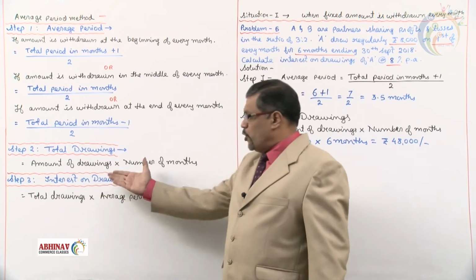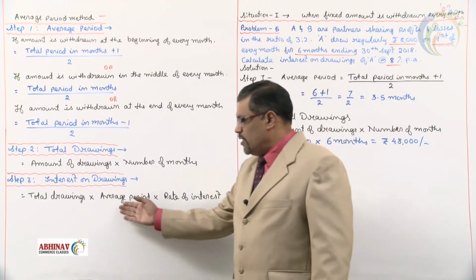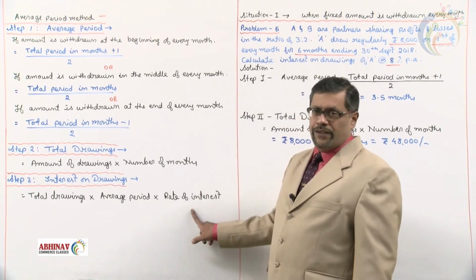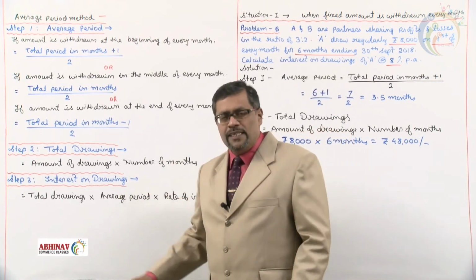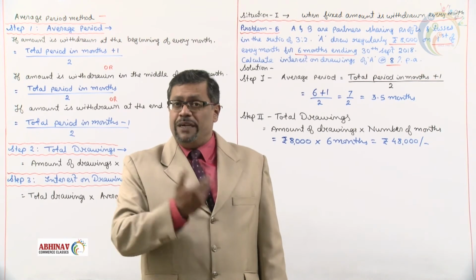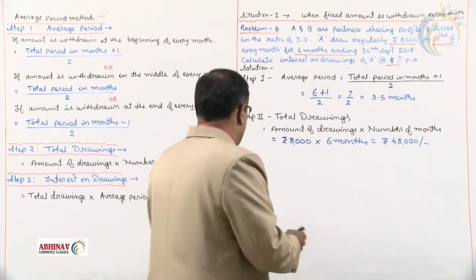Now comes calculation of interest. Interest on drawings: total drawings, as we got, 48,000, into the average period 3.5, into the rate of interest. We'll multiply this. What answer we get is the interest on drawings, what A has to pay to the firm. Let us see step number 3.